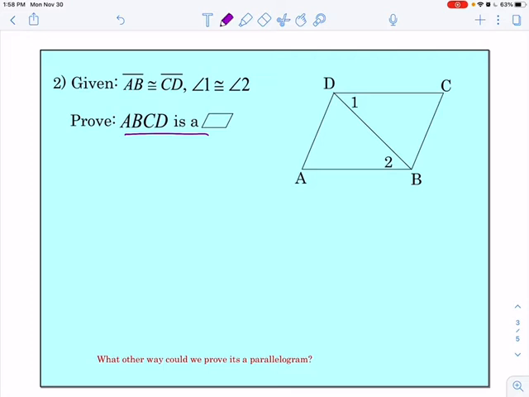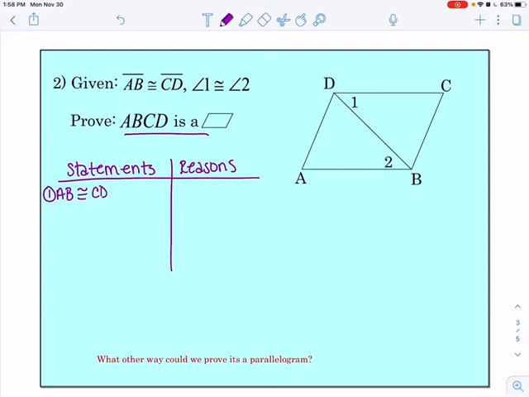Just like in the previous chapters, we need our statements and our reasons. Going in for number 1, I have AB is congruent to CD, and angle 1 is congruent to angle 2. The reason I know they're true is because it was given. So I'm going to mark that off in my picture. AB is congruent to CD, and angle 1 is congruent to angle 2.